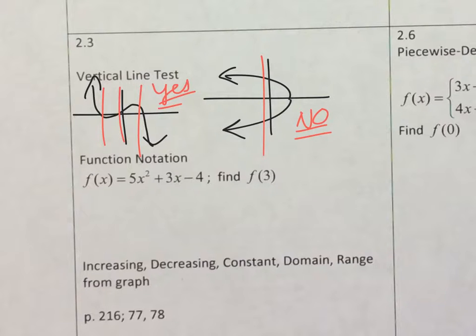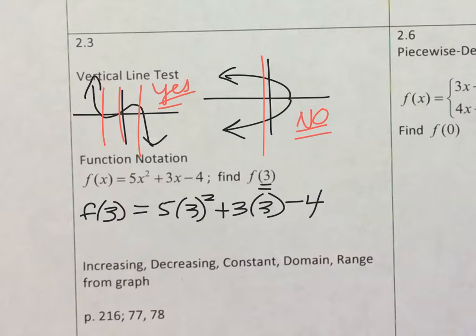For function notation, you probably remember that it's just a matter of substituting the number in for x. So f of 3 is going to be 5 times 3 squared plus 3 times 3 minus 4. And if you crunch the numbers on that, you're going to get 50. So function notation is not too bad.